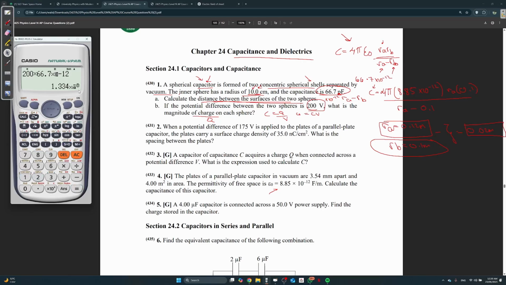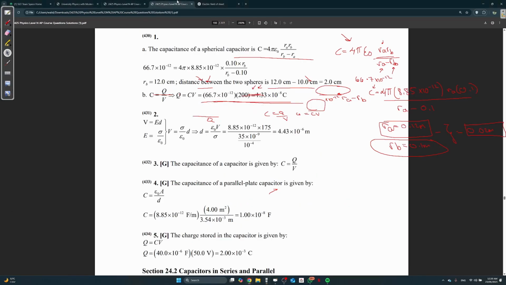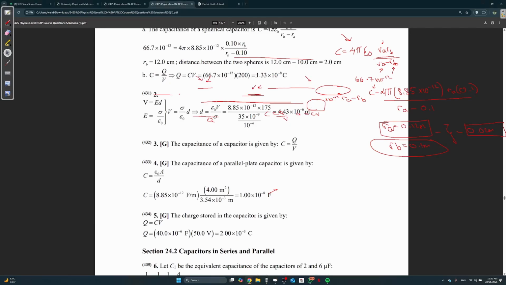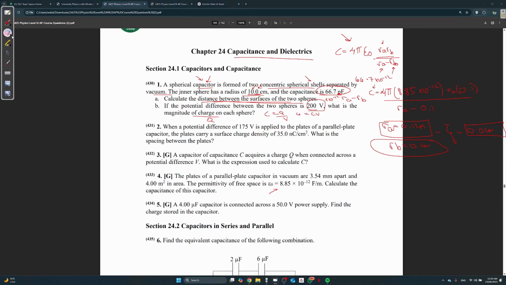Okay, and you get 1.334 times 10 to the negative 8. Let me check, is that correct? Yeah, 1.33 times 10 to the minus 8. Okay, very easy. Nothing too hard.